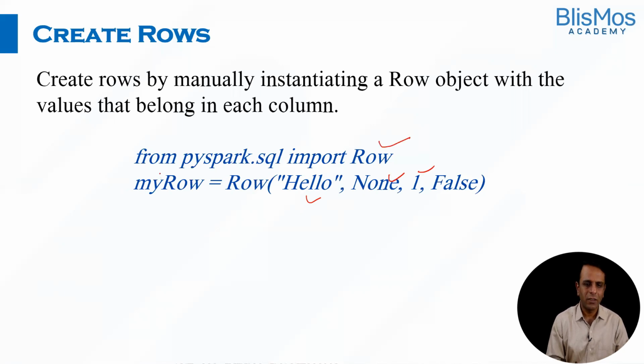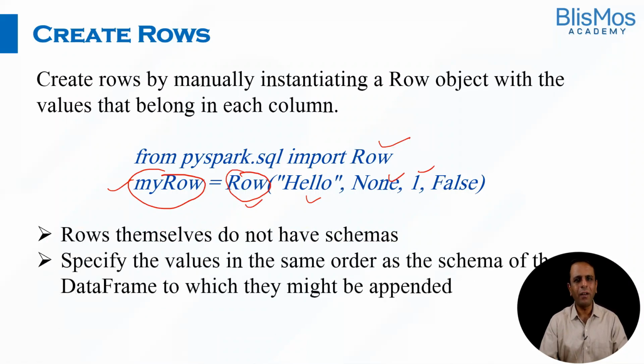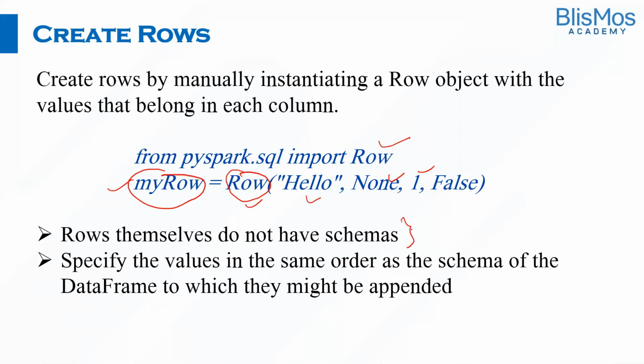For example, in this case, the name of the row we are creating is myRow, and we are using a Row object, and these are the column values: hello, None and 1. Remember what this is? This is a Boolean value. And one important aspect is that rows themselves will not have schemas. Very important thing to be remembered.